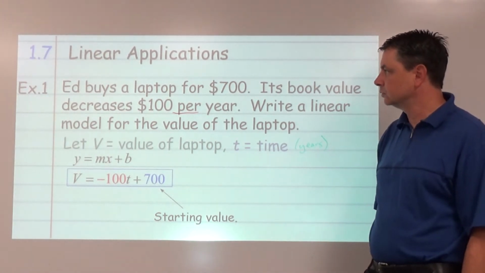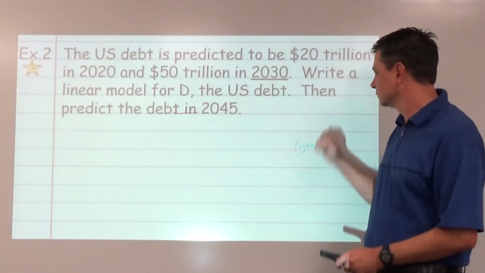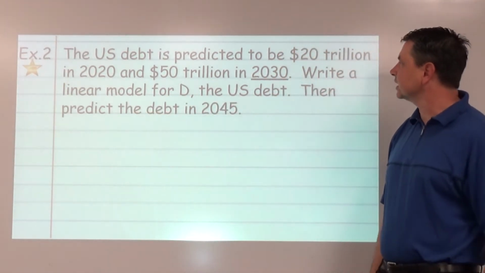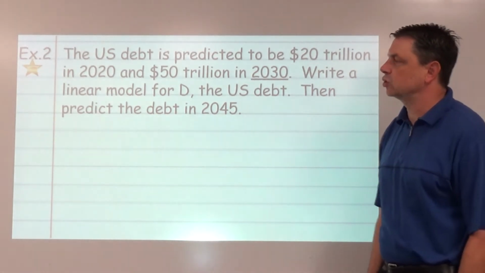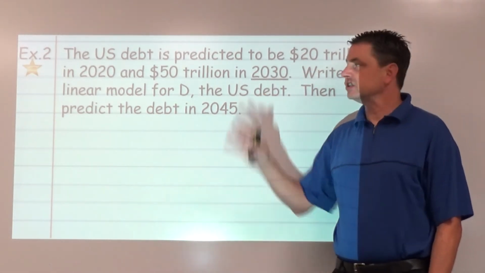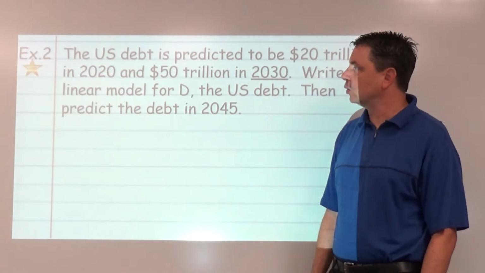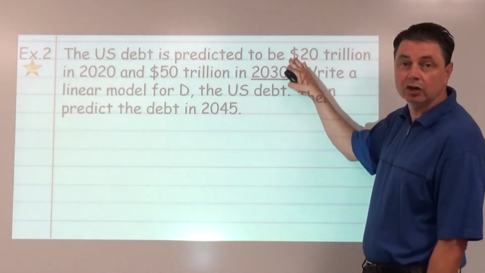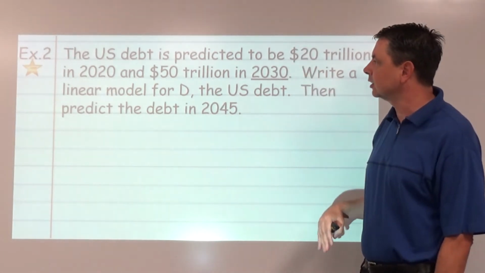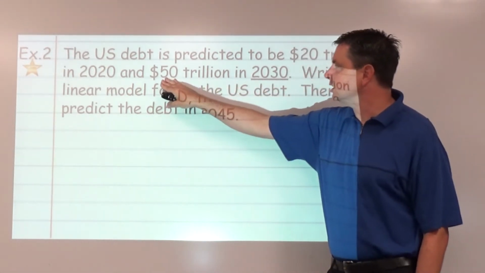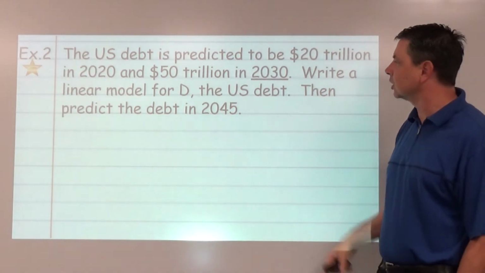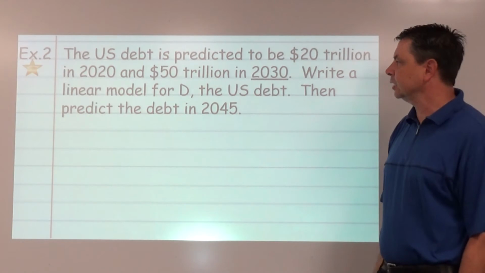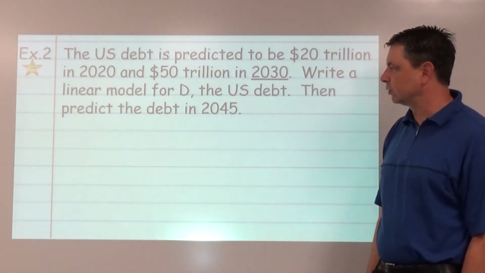Example number 2. The United States debt is predicted to be $20 trillion in 2020. Apologies, this problem was written a little while ago. These were just projections. We are in the year 2020, and that is not really our current debt. We'll talk about that later. Also predicted to be $50 trillion in the year 2030. Write a linear model for D, the U.S. debt, and then predict the debt in the year 2045.